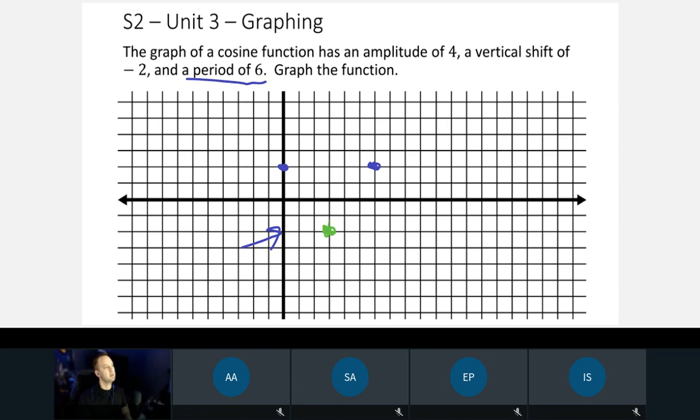Remember, half of the period is when the graph changes directions. So I have to go down another 4 units. 1, 2, 3, 4. Hopefully I counted right. 1, 2, 3, 4. All right.